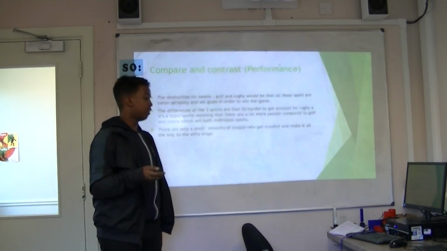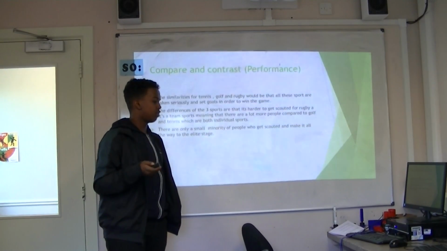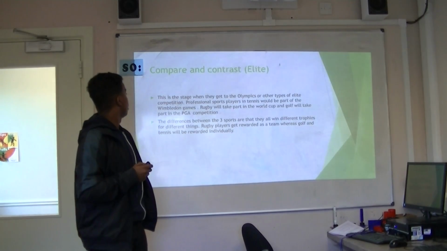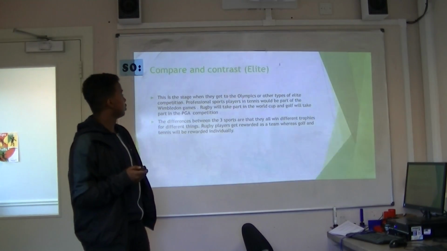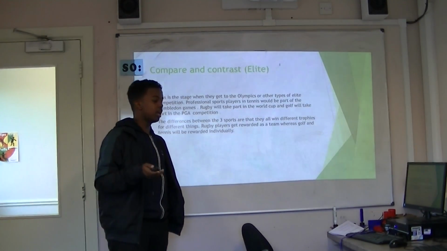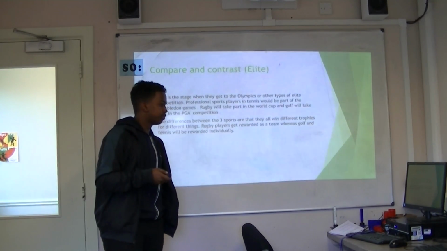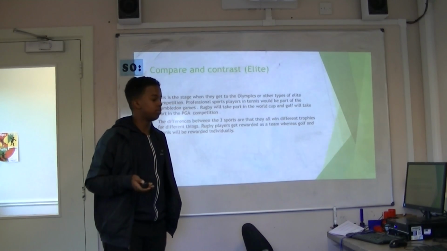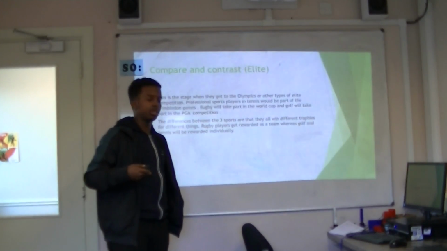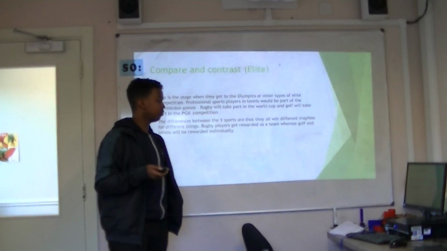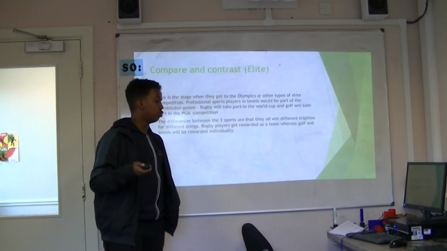And there are a small minority of people who get scouted to make it to the elite stage. This is the stage when you get to the Olympics and compete in other types of sports. Professional sports players in tennis would be part of Wimbledon Games, and rugby would be part of the World Cup, and golf would be part of the PGA competition.